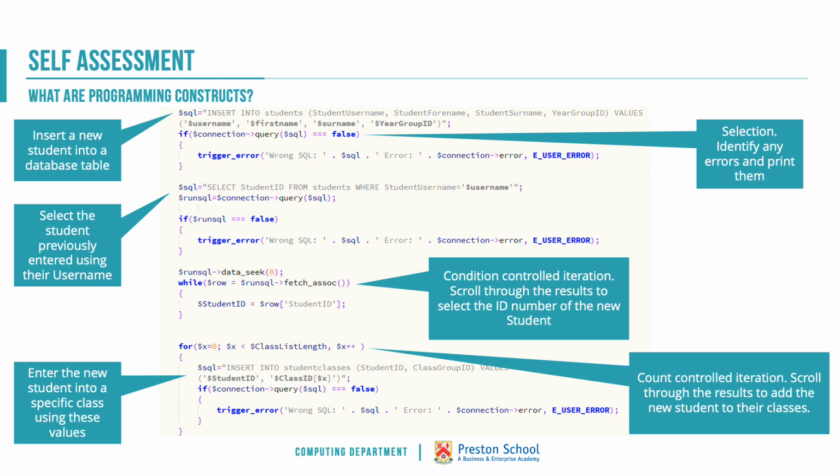Now again, we don't know this programming language, but you do know the keyword while, so you could hopefully have identified that. At the bottom, we're then looking at some count controlled iteration. That's going to scroll through the results and add the new students into a class, insert into student classes. And we can see there a for loop. Now we know what a for loop is, we know how that works. And while it looks slightly different because it is a different programming language, it says for x equals 0 and then x less than class list length and x plus plus. Loop through starting at x equals 0. Go until x is less than the class list length and increase x each time. So again, while we maybe don't understand what that code does, we can identify the key programming constructs.